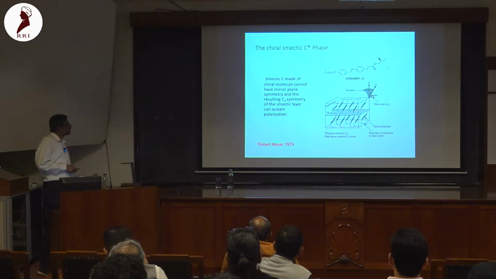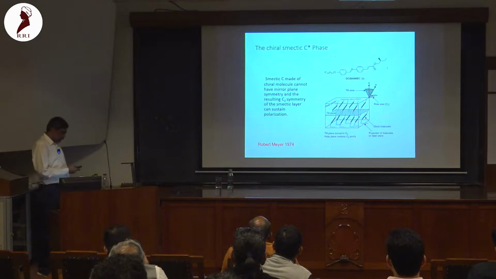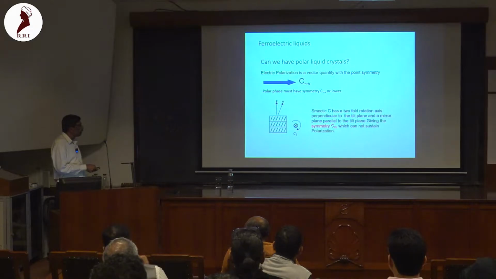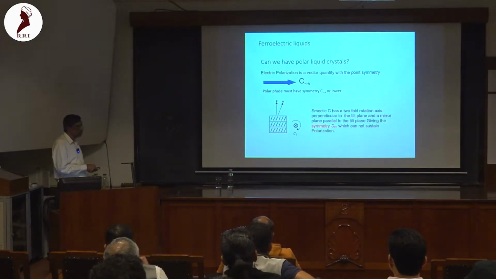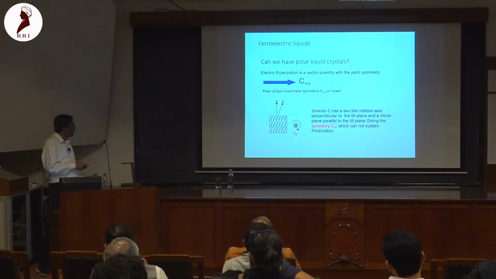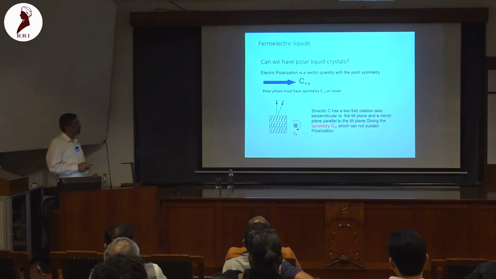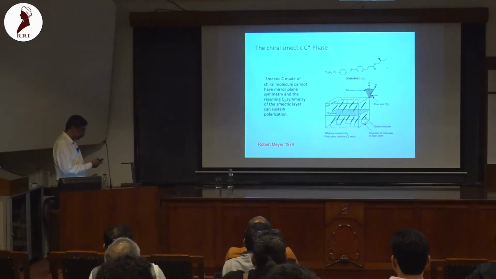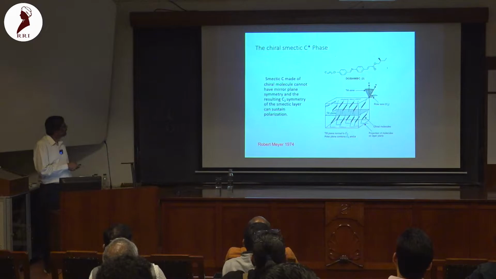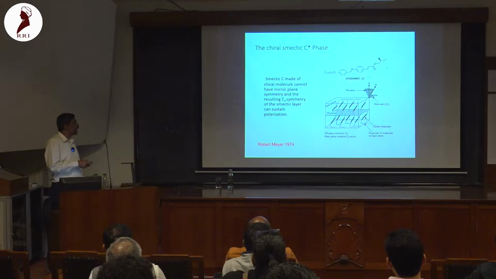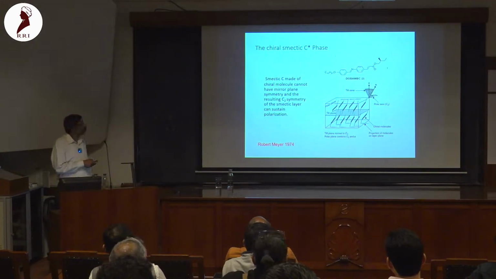Then Robert Meyer in 1974 argued that if you are able to remove this mirror plane symmetry, then this will have a C2 symmetry. So this medium will have a C2 symmetry because the mirror plane is removed, and that will be a subgroup of this. So if you are able to do this, you will have a chance to have a ferroelectric medium.